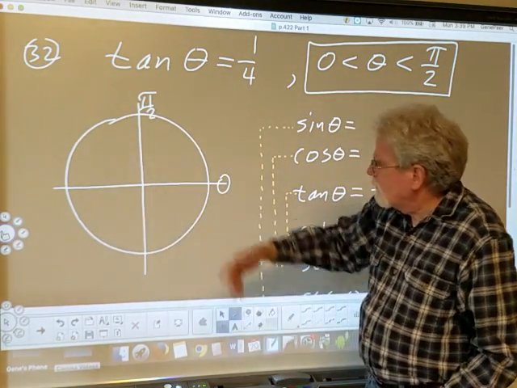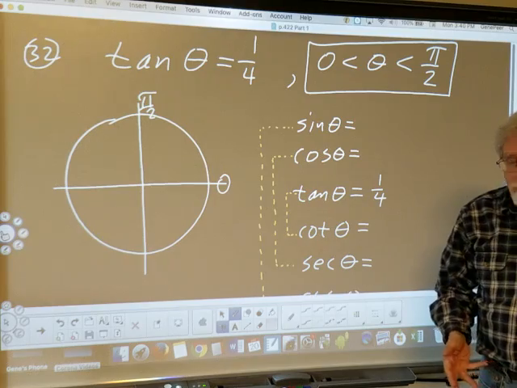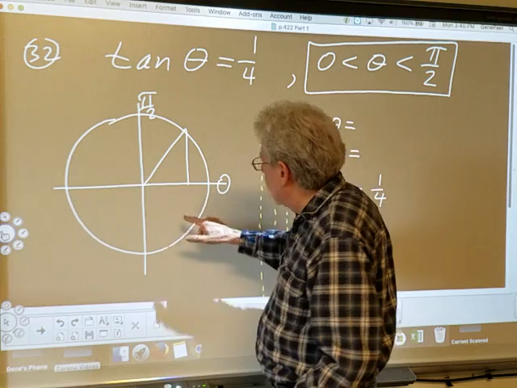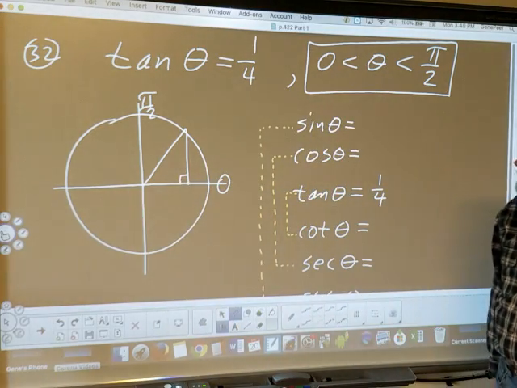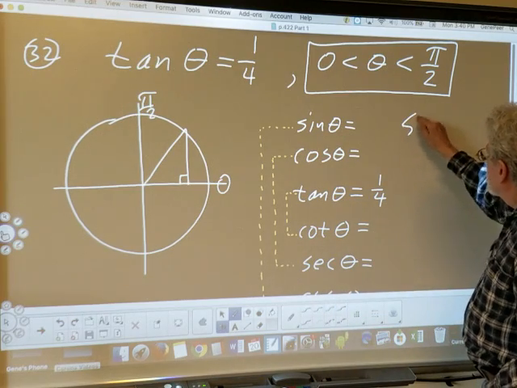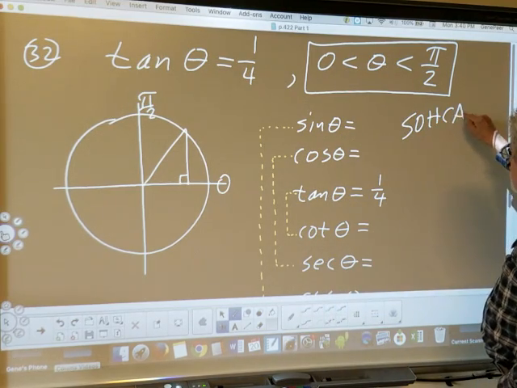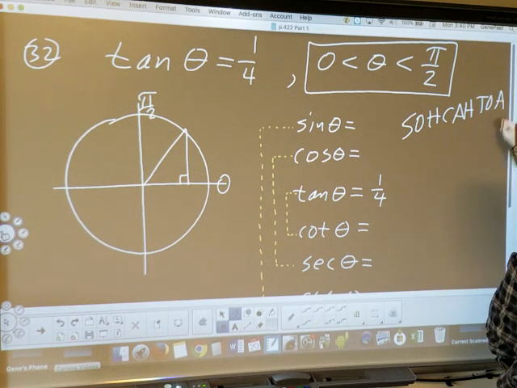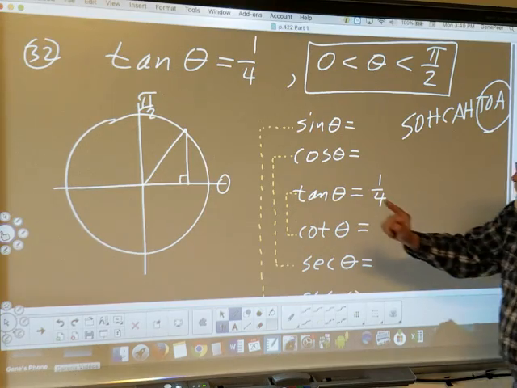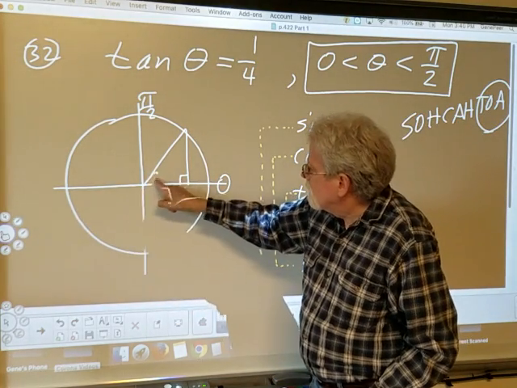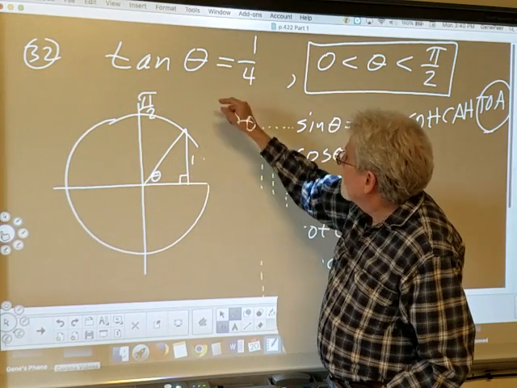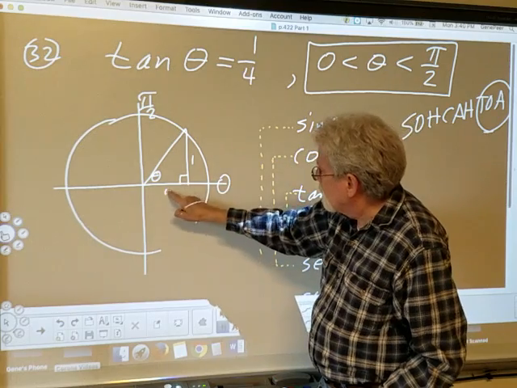So I'm someplace in the first quadrant. Exactly where in the first quadrant? I don't care. I just know that I'm in the first quadrant. I'll just draw a triangle someplace in the first quadrant. Now I know the tangent is 1/4. Again, so ka, toa, tangent right there. Tangent is opposite over adjacent. So the opposite side of my mystery theta is 1, and the adjacent side is 4.